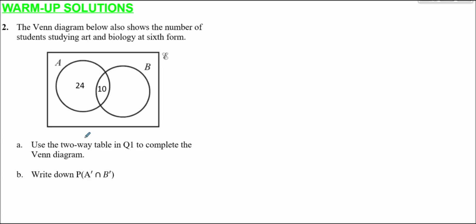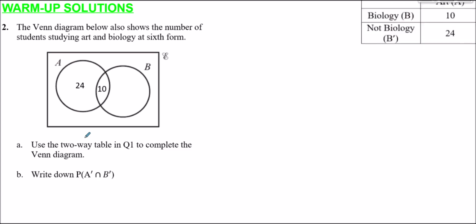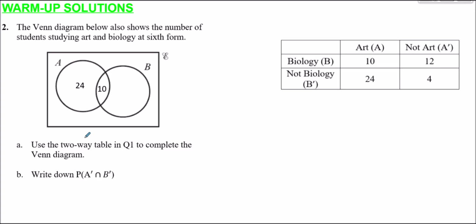Question 2, a Venn diagram. So we've got here, again linked to question 1, the number of students studying art and biology at a sixth form. It's partially completed. And for part A, we need to use the two-way table from question 1 to complete this Venn diagram here. So let's get started by reminding ourselves of the table we had from question 1. So there it was.